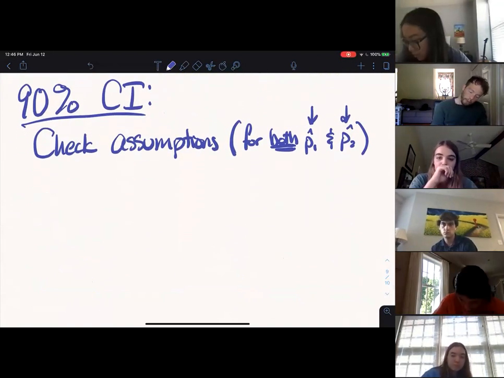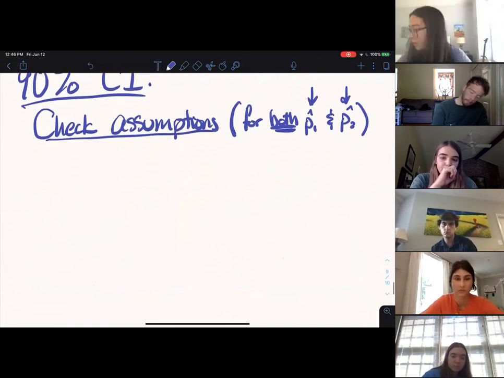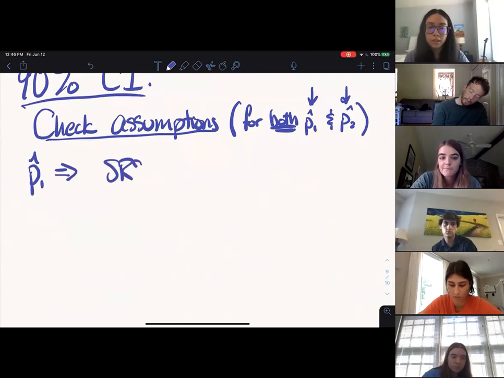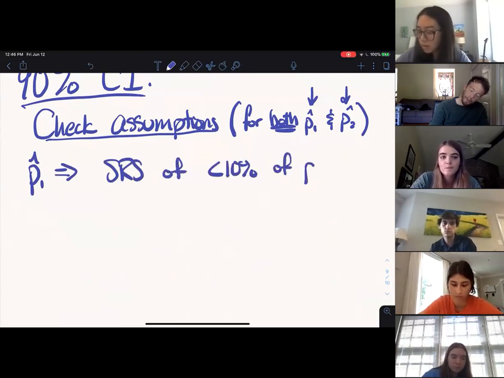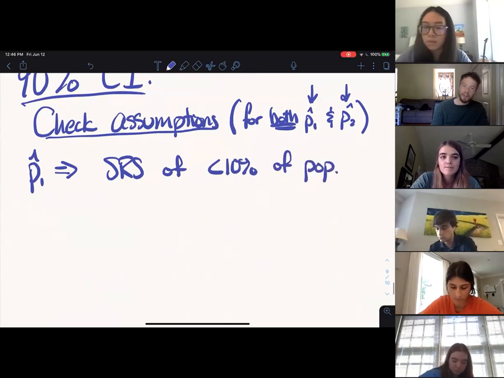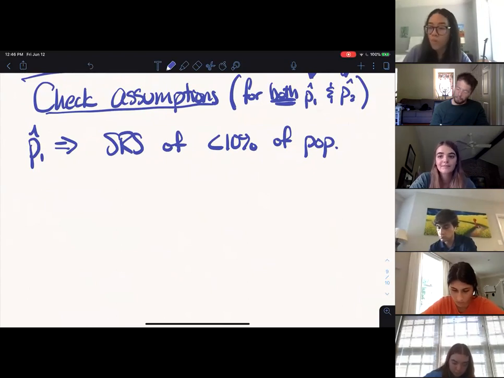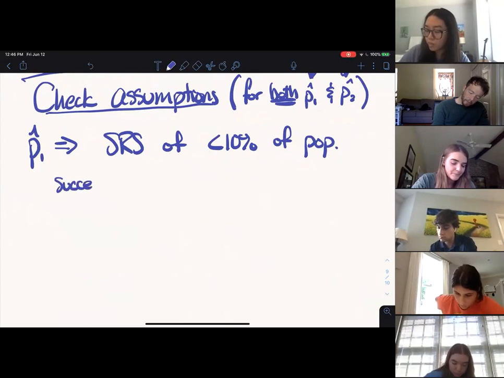Anyway, so we will check our assumptions. We'll do it one at a time. Let's start with P1. So P1 is indeed a simple random sample of less than 10% of the population. Our population is all Americans, so with 700-something people, I think that's definitely less than 10%. We will then check the success-failure condition.